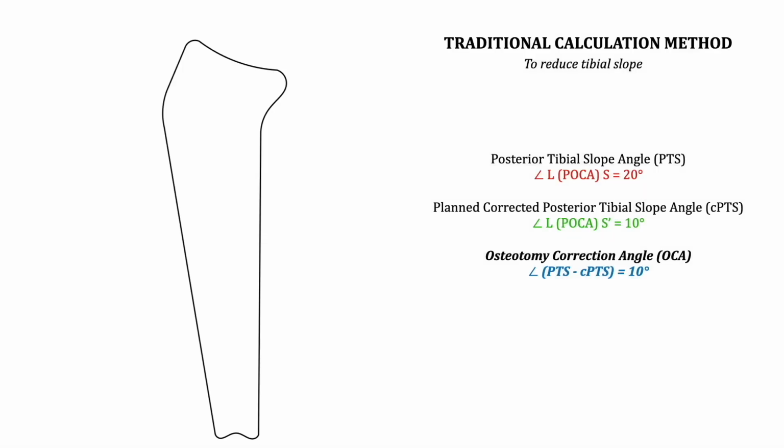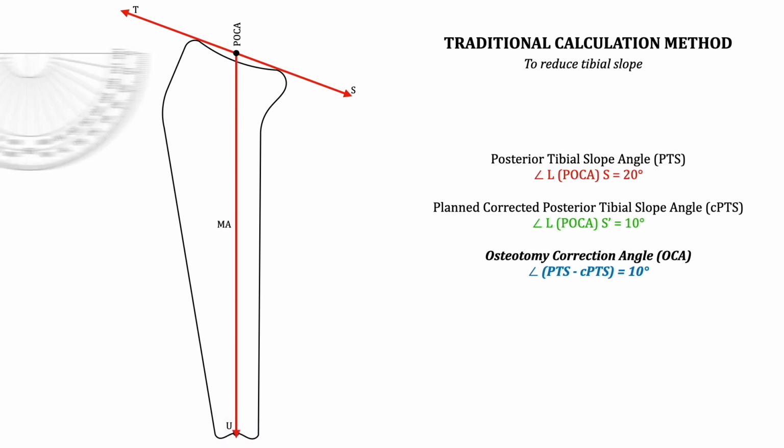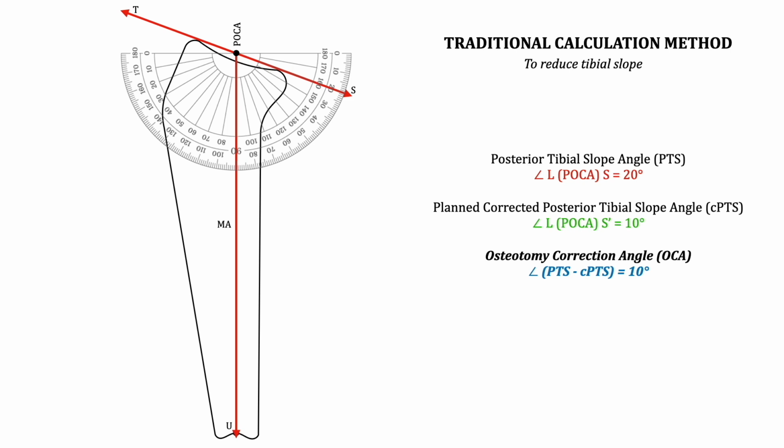However, calculation of angular correction to be done becomes erroneous using the traditional simplistic calculation technique if applied with the mechanical axis. Here TS is the tibial slope line, POCA, which is point of calculation of angle, is the midpoint of the tibial plateau, U is the midpoint of the tibial plafond, MA is the mechanical axis, HL is the horizontal line drawn perpendicular to MA. At the POCA, TS' is the planned postoperative tibial slope line.